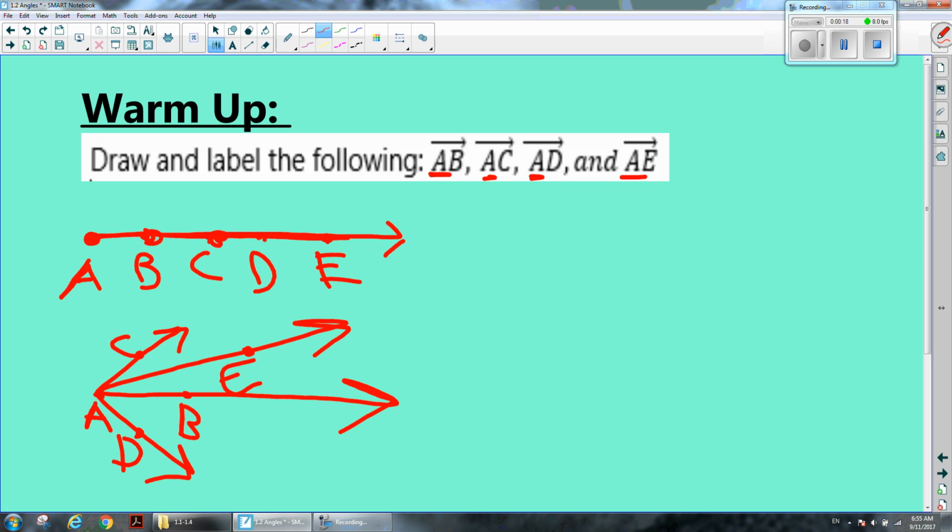Those are all separate points on this ray. Otherwise, if all of these rays meet at endpoint A, here's one that goes through point D, B, E, and C. So either way would work here.